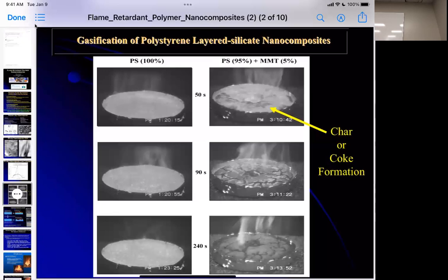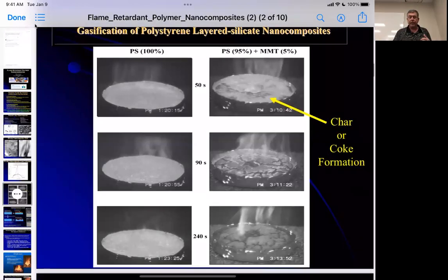Notice above the level, or almost above the level of the pan, where it's below the level of the pan here and here, but it's almost above the level of the pan here. So that's actually puffing up and giving it a resistance to heat flow.